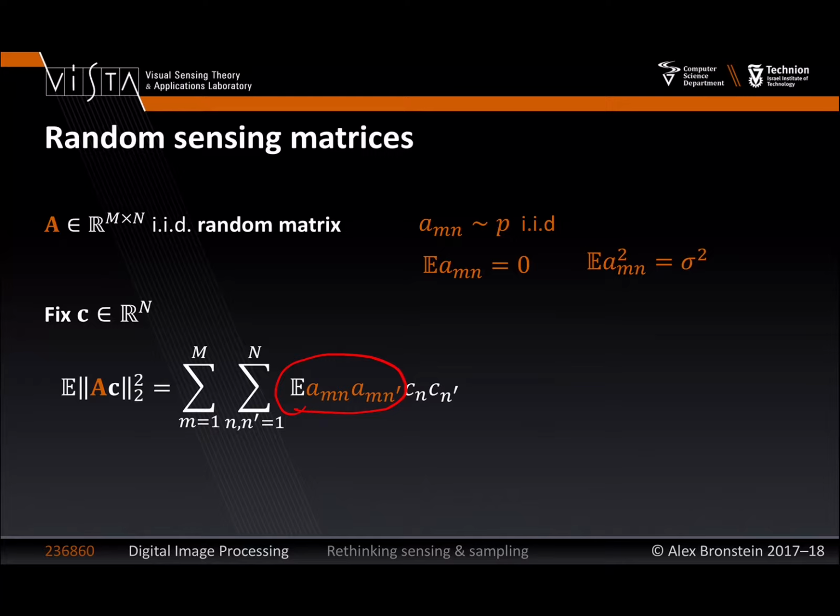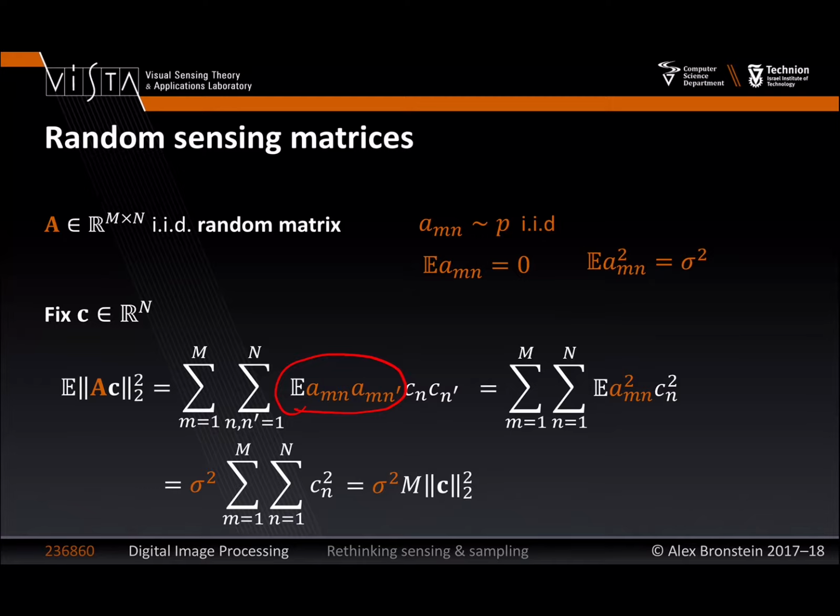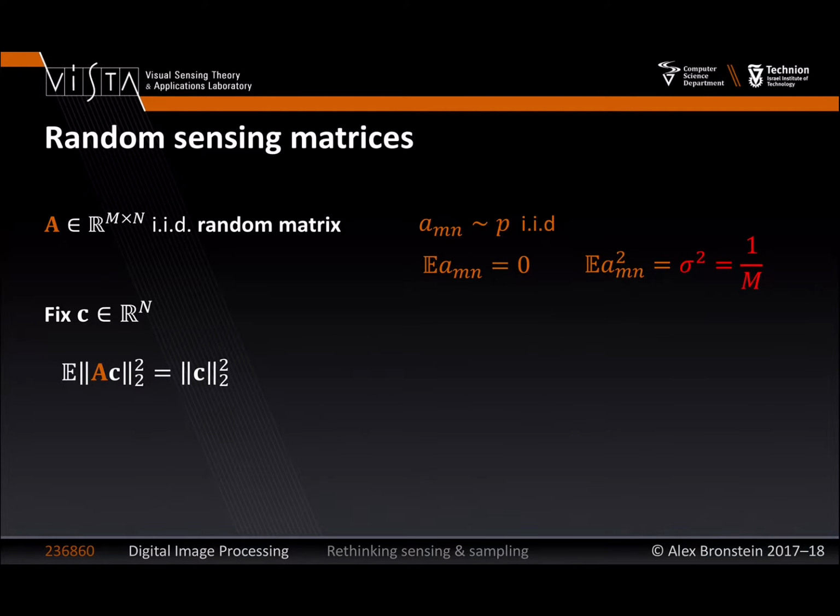So one of the sums will die. Let's kill the n prime. So I have the expectation of A squared mn, which is sigma squared, right? I have two sums. I take the sigma squared outside because of the IID assumption, so all the variances are the same. I have one sum here, which is just the squared L2 norm of c, and another sum just adds this factor m. So I have sigma squared m times the squared L2 norm of c. I will take my variance to be 1 over m. And then basically what I have is that this random matrix is an isometry in the mean. So in the mean, it preserves distances.